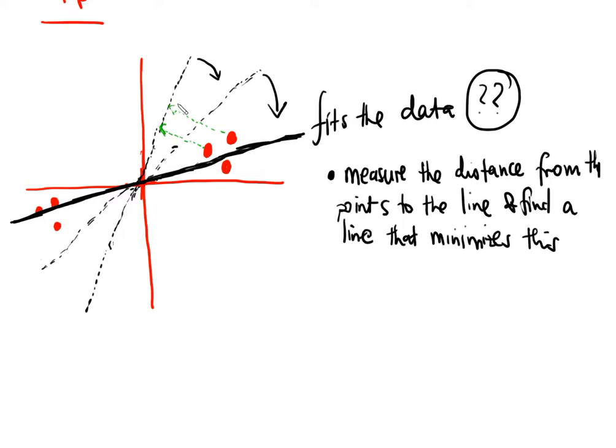That is the distance for that point. That is the distance for that point. And so on, for that point. And then we're trying to find a line that minimizes this. These are large distances. Okay, let's do it for the second line.